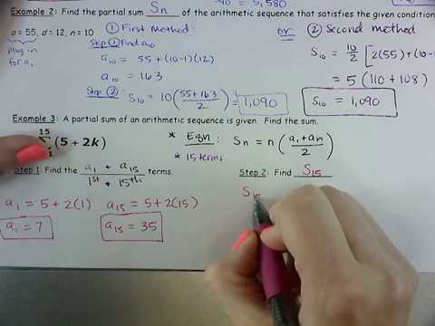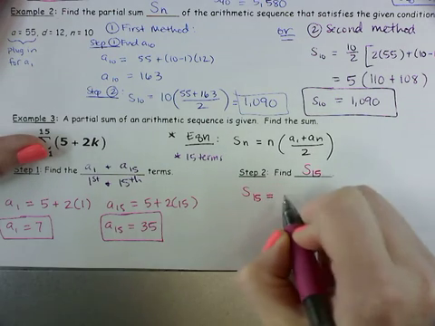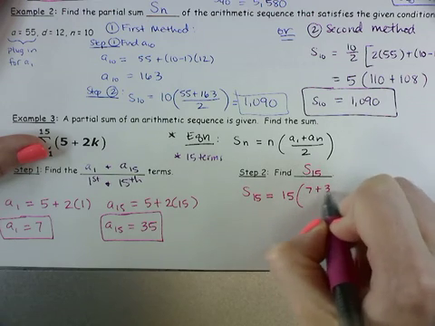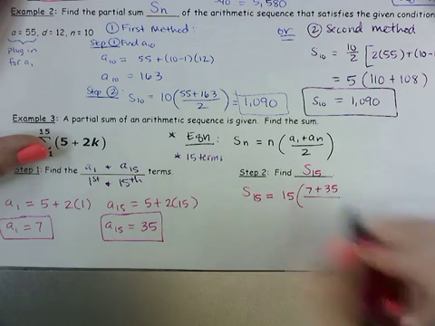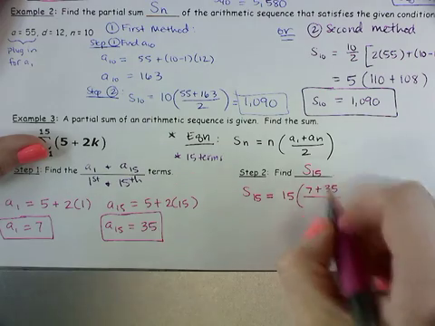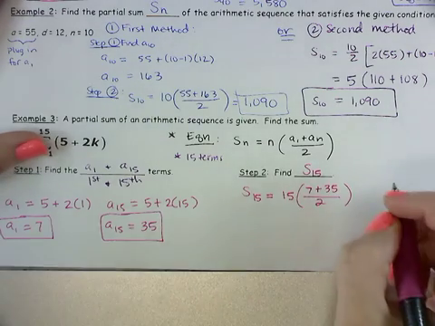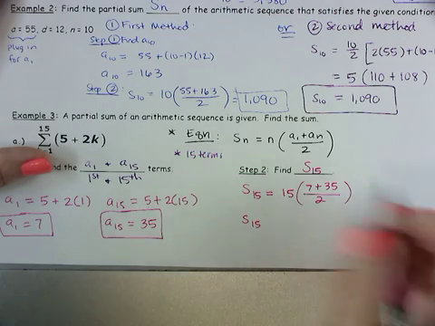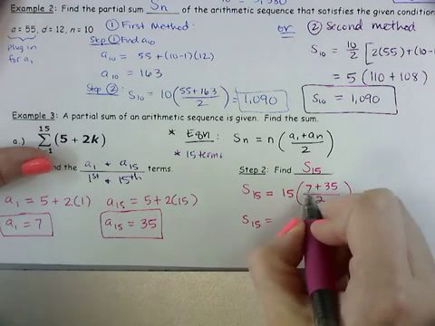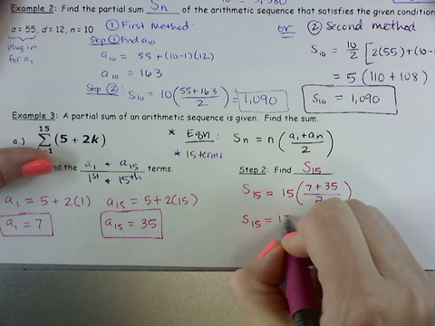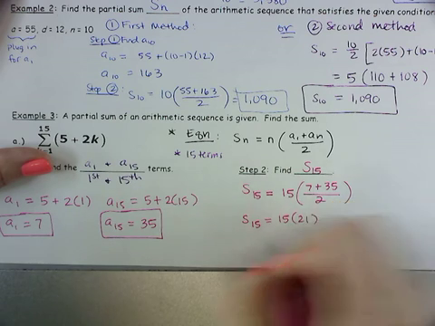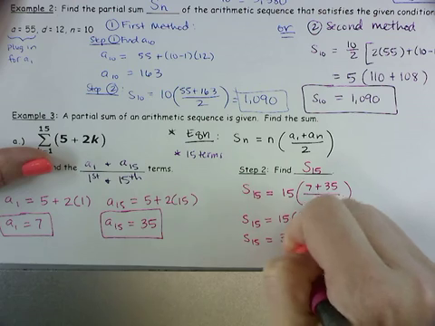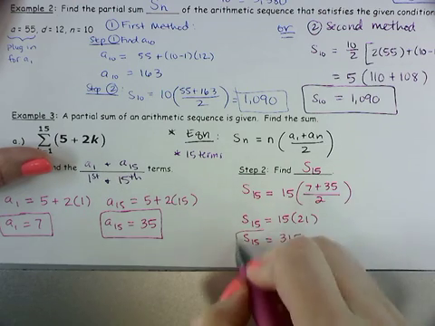Okay, so if you do S sub 15, you're going to have n, which is the number of terms, times your first term plus your last term, your a sub n, divided by 2. So you're going to add those together and divide by 2. 35 and 7 is 42. 42 divided by 2 is what? 21. When you multiply them together, you get 315. Is that what you guys got? Good.